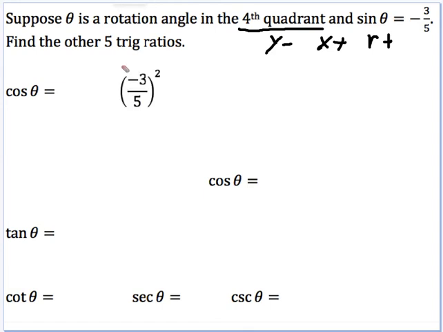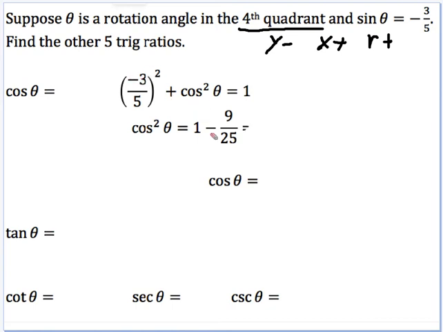So I'm going to have sine theta, or -3/5 squared, plus cosine squared theta, and I'm setting that equal to 1. When I square this, I'm going to have to square these two terms and then subtract it from 1. And so that gives me cosine squared theta on its own, and then 1 minus 9/25 here.